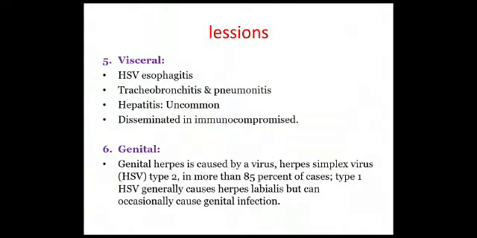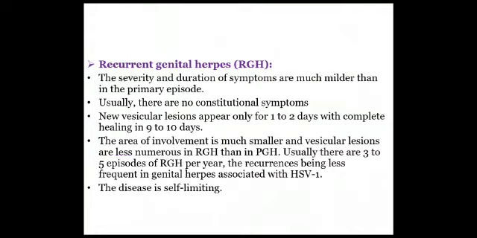Visceral lesions: esophagitis is a common visceral lesion. It also causes tracheobronchitis, pneumonitis, very rarely hepatitis, and these kinds of disseminated lesions are more common in an immunocompromised patient. The genital lesions are most commonly produced by herpes simplex type 2, especially around 85% of the genital lesions are produced by HSV type 2, occasionally by type 1.